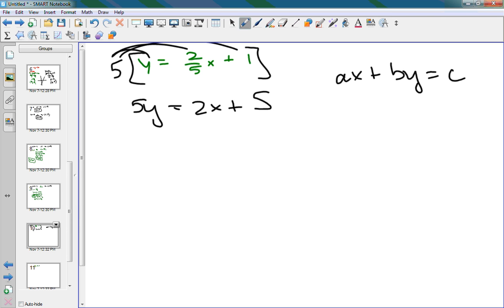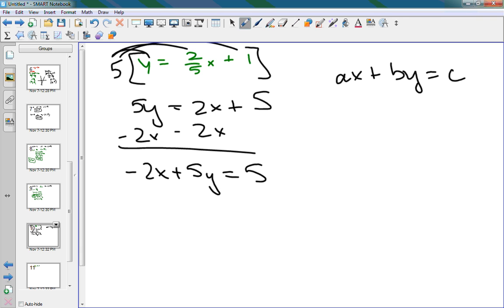So 5y is equal to 2x plus 5. Is it in standard form yet? So what do I do? Subtract 2x from both sides. I have negative 2x plus 5y is equal to 5. Is it in standard form now? Yes. And then you're done. That's important for what we're going to be doing next week.